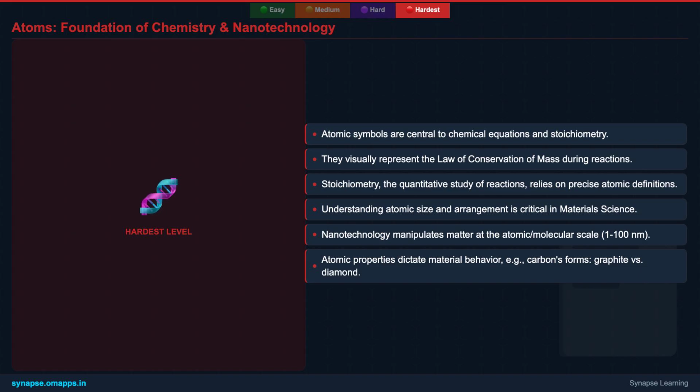This atomic understanding is also paramount in materials science and nanotechnology, where manipulating matter at the atomic scale, typically 1 to 100 nanometers, allows us to engineer materials with specific properties. For instance, the different arrangements of carbon atoms give us materials as diverse as soft graphite and hard diamond, directly illustrating the profound impact of atomic structure.